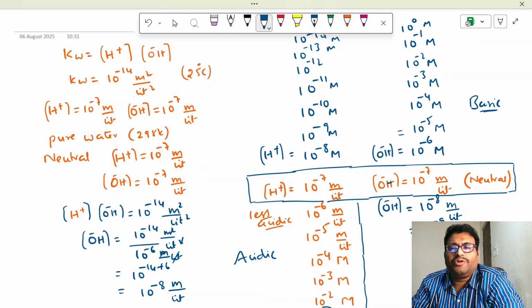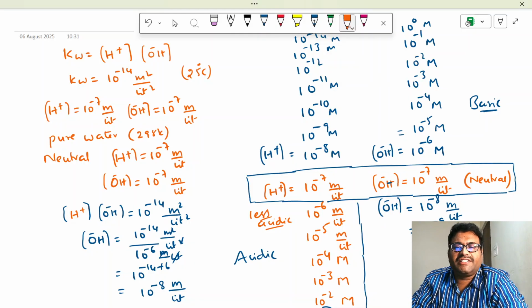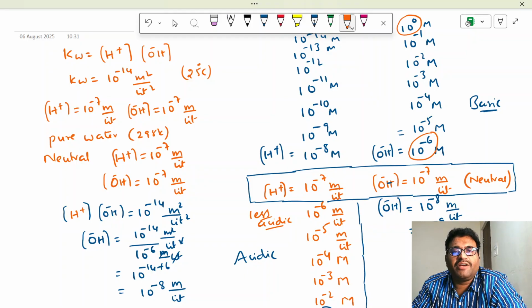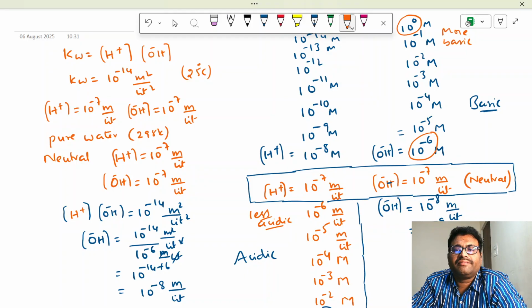So now H plus ion concentration, you see, 10 power minus 6 is greater, or 10 power 0 is greater. As 10 power 0 is greater, OH minus ion concentration, we are speaking about OH minus concentration. More OH minus ion concentration, more basic. Now I can write it is more basic. Here it will be less basic.